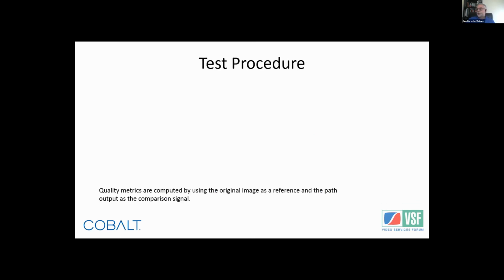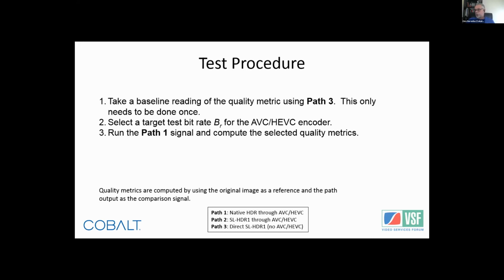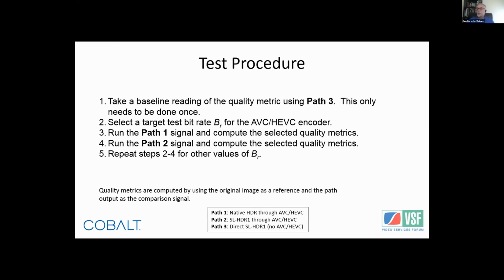So, the test procedure, and I put the paths over here. You take a baseline reading of the quality metric using path 3. This needs to be done only once, and then you select the target bit rate. You run the PAT1 signal, and remember, I put a little cheat sheet there where PAT1 is the native HDR, and compute the quality metrics. That was a lot of work. Then run PAT2 and compute the quality metrics. That's again a lot of work. Then you repeat that for other values of bitrate, so you get that PSNR curve that I showed before, and then you do the BD rate computation.